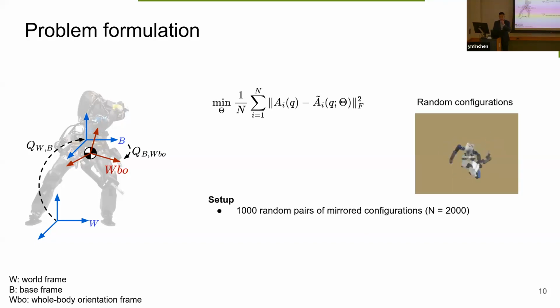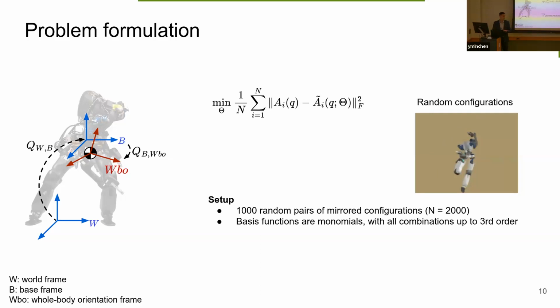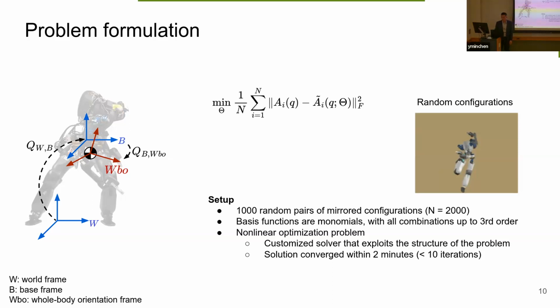And yeah, like I said, sample a bunch of configurations. In this case, n equals 2000 configurations. And for basis functions, I pick just monomials up to 3rd order. And yeah, if we look at this problem, it's a nonlinear optimization problem. We can theoretically use any solver to solve this problem, but we customize the solver to exploit the problem structure, and we found a solution within 2 minutes.